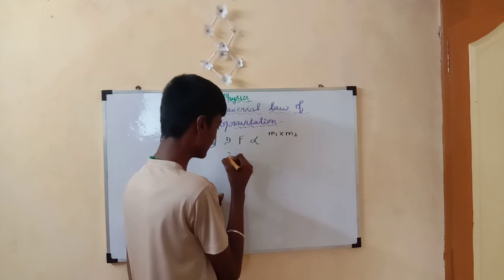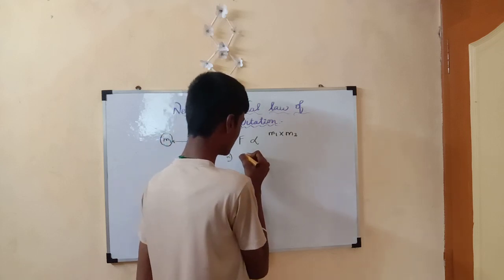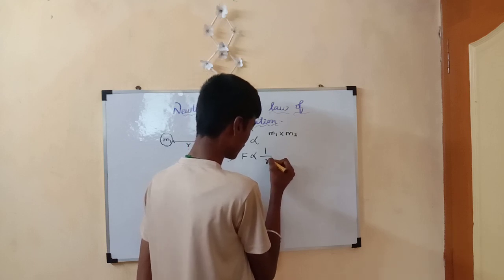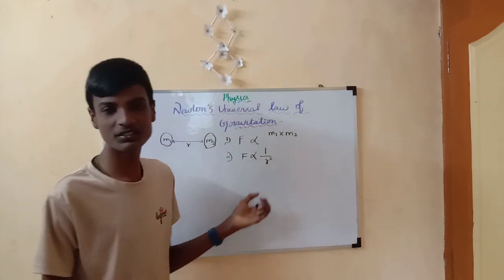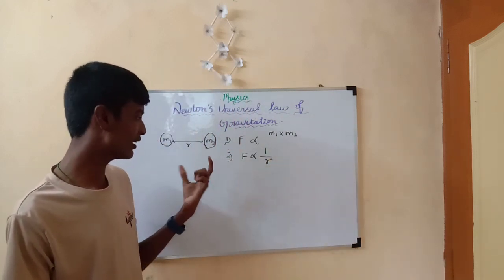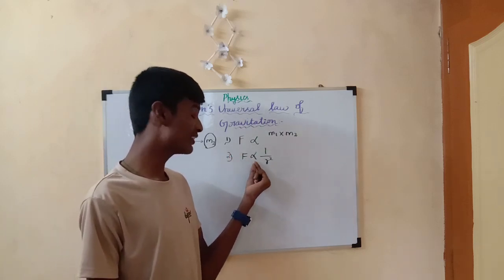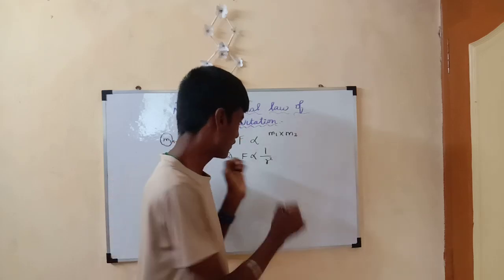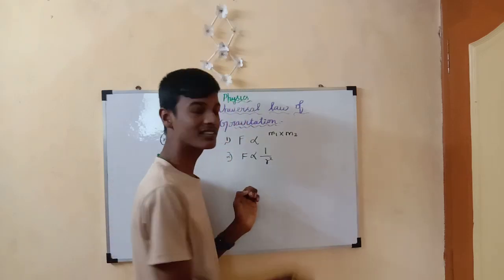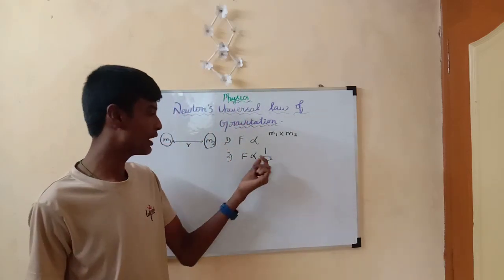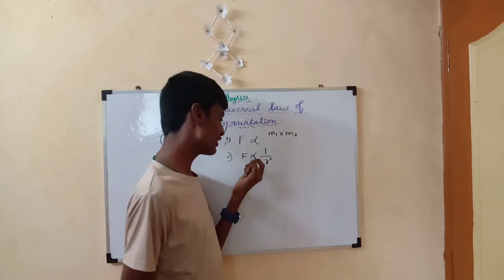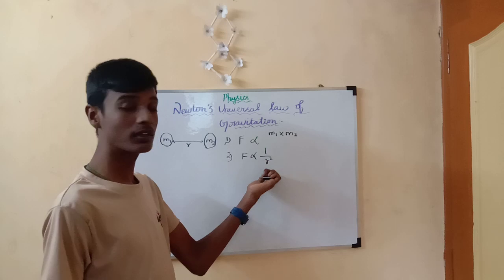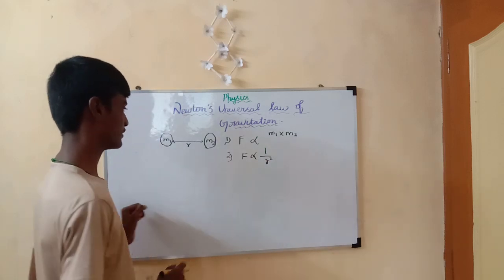And the second law: force is inversely proportional to the square of the distance. R is, we know, the distance between the two objects. So force is inversely proportional. We can put 1 by, which means inverse. If we directly put R square, it means directly proportional, but we have to invert this. So it is called force is inversely proportional to the square of the distance.